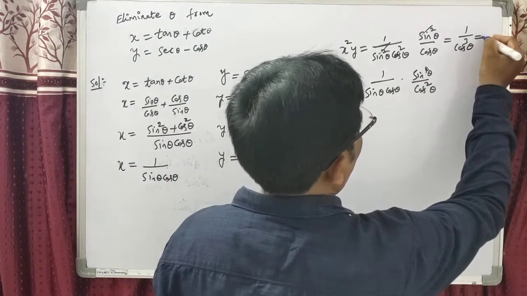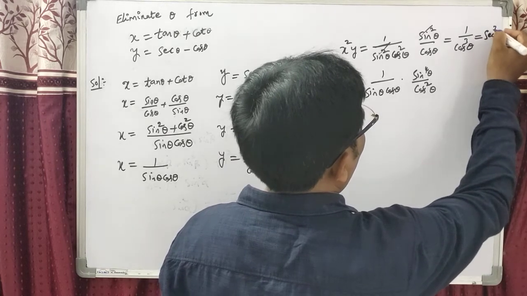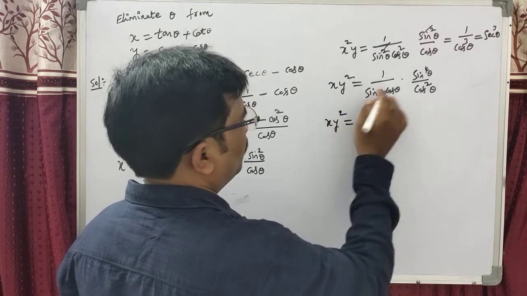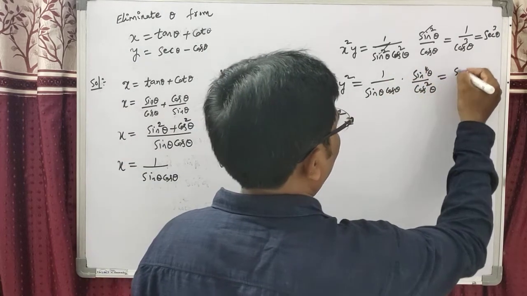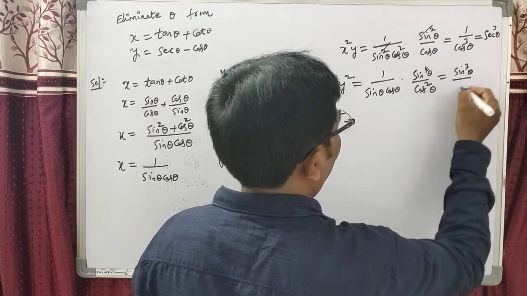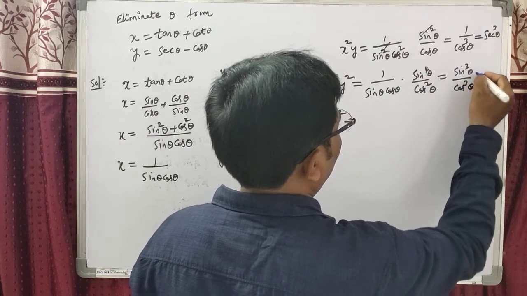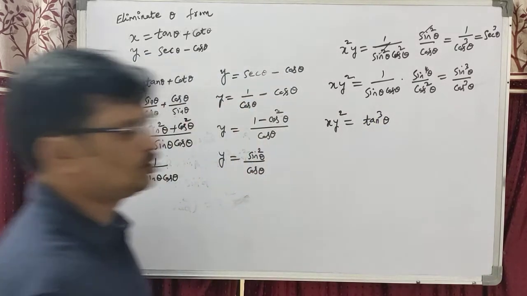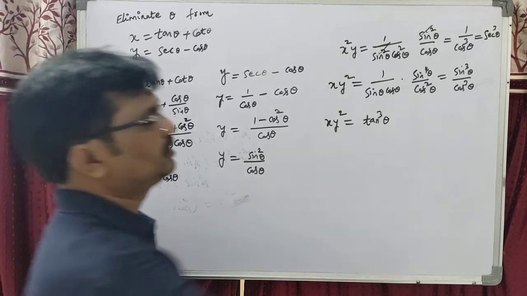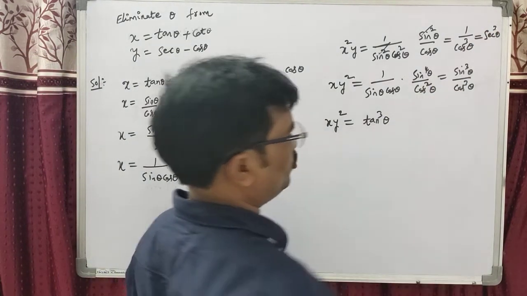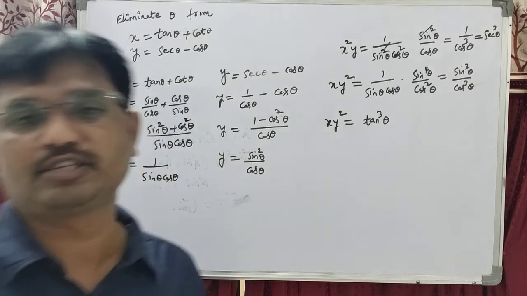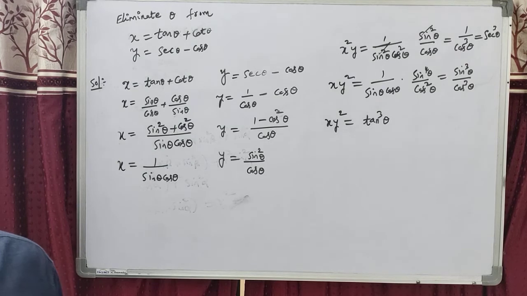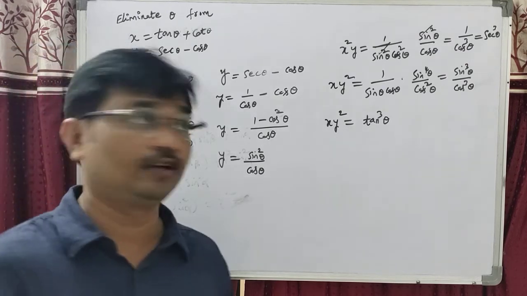This is nothing but, dear students, secant cube theta. Dear students, xy square equals 1 times sin cube theta by cos cube theta, which is tan cube theta. What we observe is that secant cube is there, and tan cube is there. We know that secant square theta minus tan square theta equals 1.